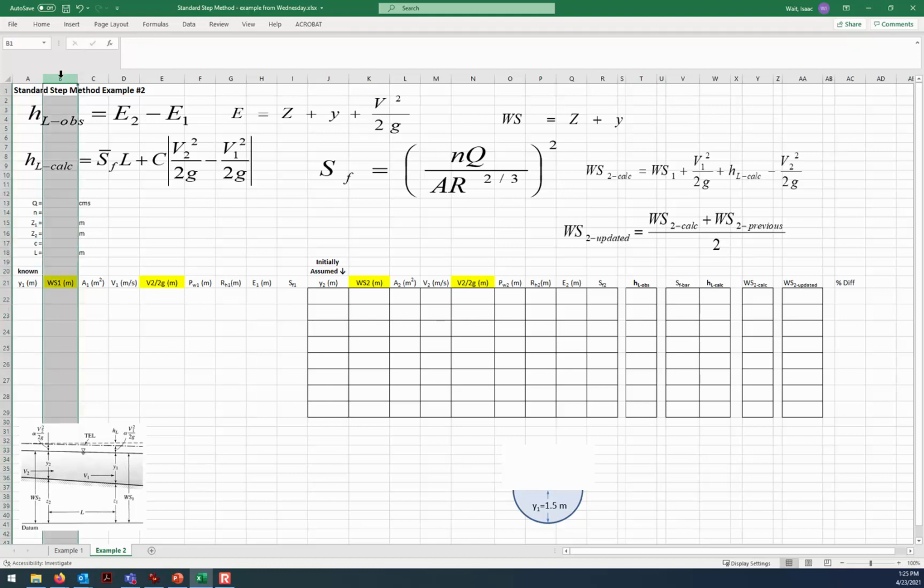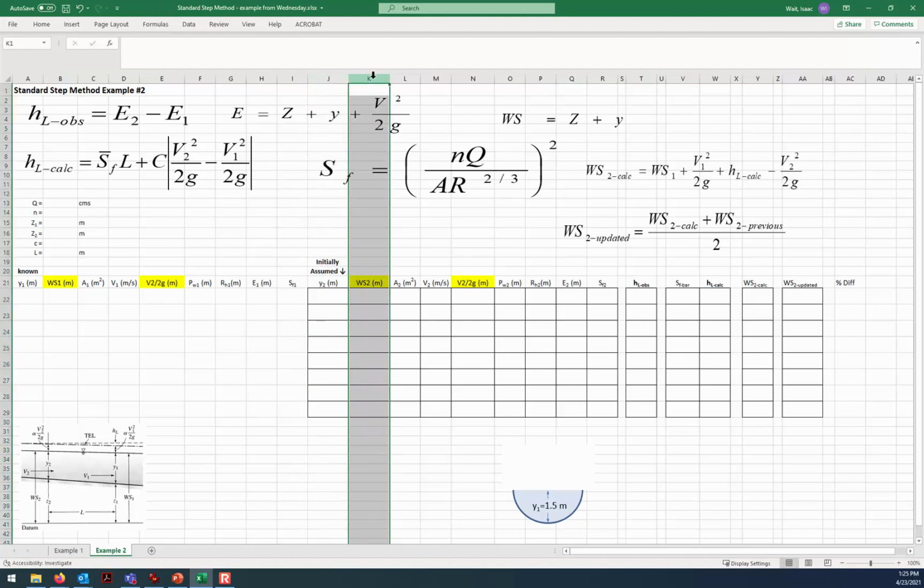But just up at the top, right click and insert, so that we're going to have the depth y1, and then right next to it a column where we calculate the water surface at 1, and then also insert a column next to the velocity, and we're going to separately calculate the velocity head, because we're going to need that for the calculated head loss. And then here in the upstream section next to the depth, add a column for the water surface, and next to the velocity, add a column for the velocity head.